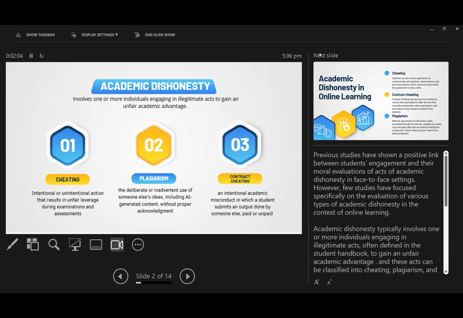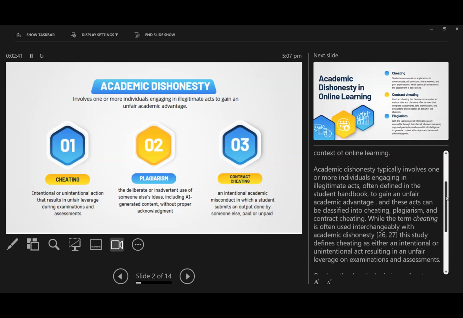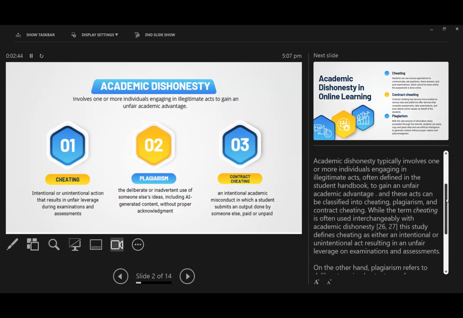So to continue, talking about previous studies, it has shown a positive link between students' engagement and their moral evaluations of acts of academic dishonesty in face-to-face settings. However, few studies have focused specifically on the evaluation of various types of academic dishonesty in the context of online learning. Academic dishonesty typically involves one or more individuals engaging in illegitimate acts, often defined in the student handbook. This is to gain an unfair academic advantage. These acts can be classified into three. It can be cheating, plagiarism, and contract cheating.